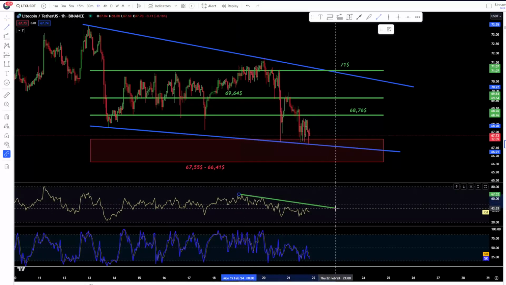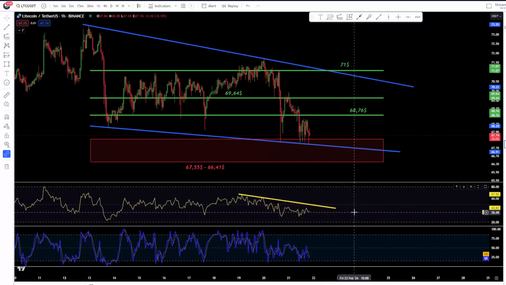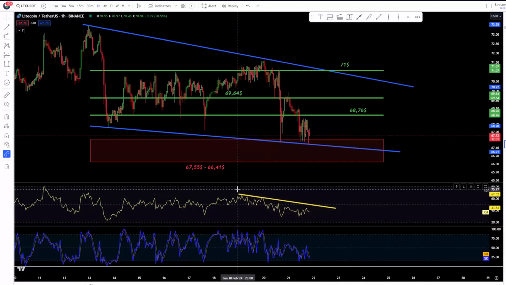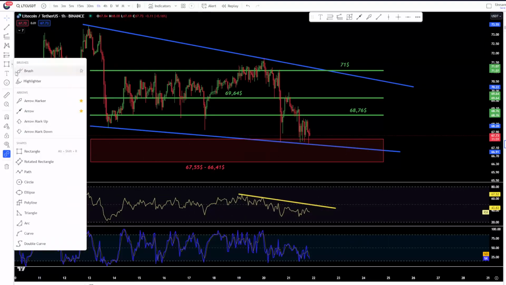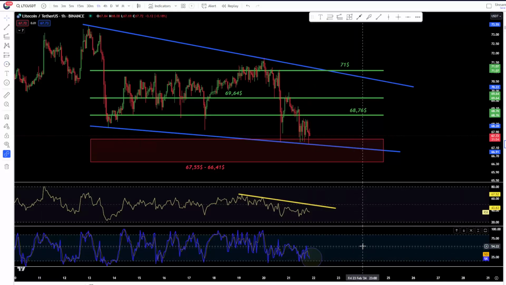On the RSI indicator, you can determine the downward trend line under which it is moving, with dynamic price movements down. While on the stock indicator there is still some room for another rebound.